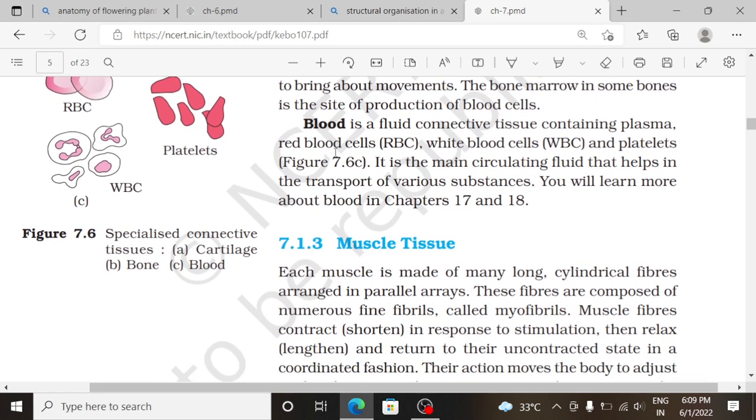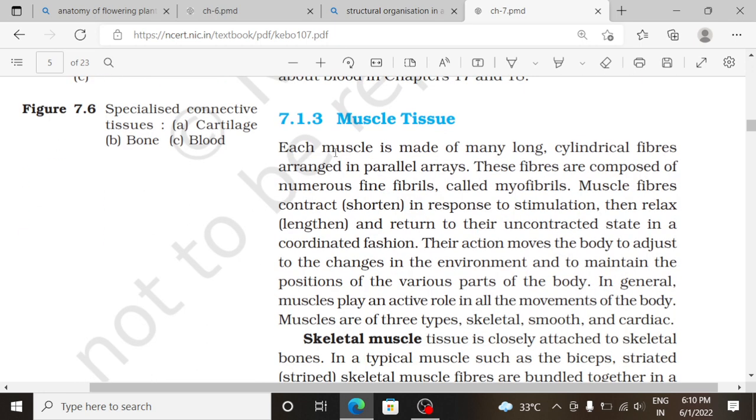Blood is a fluid connective tissue containing plasma, red blood cells, white blood cells and platelets. It is the main circulating fluid that helps in the transport of various substances. You will learn more about blood in chapters 17 and 18. So let us learn about the muscle tissue.